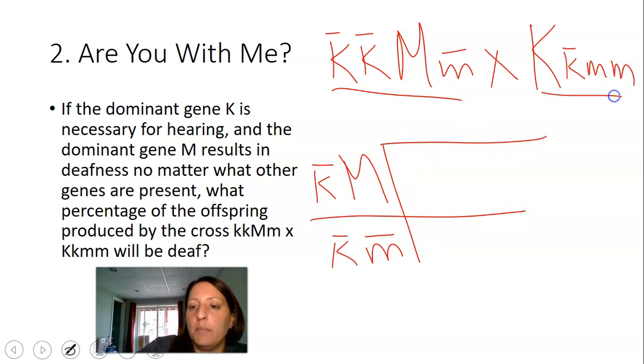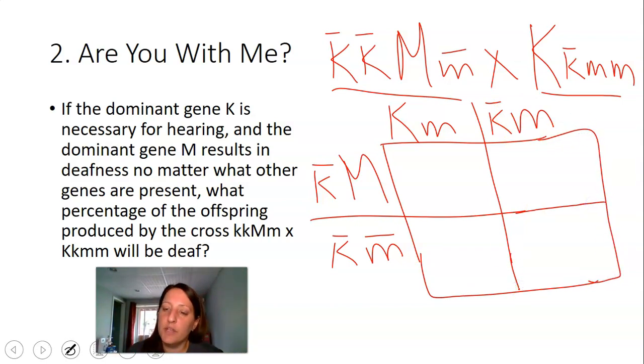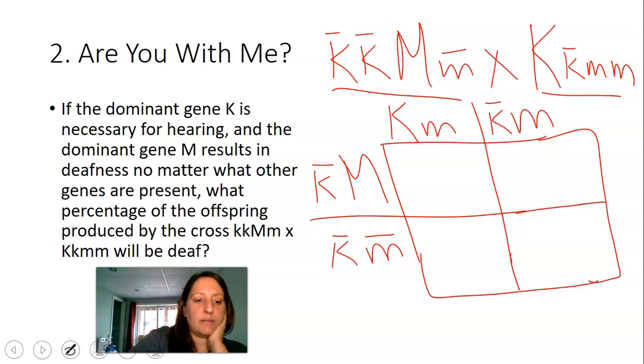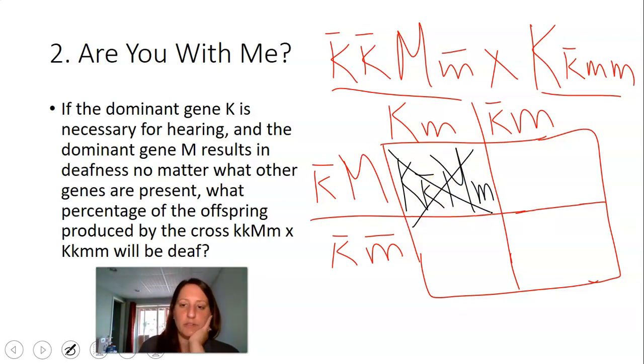Let's see about the second parent across the top. That parent's going to make big K, little m gametes, or half of them will be little k, little m. That's all that parent has, so we don't need to list any more. We could have repeated ourselves, but we don't have to. Inside the box, I'm going to grab a different color so that we can see the difference. Let me grab black. So we've got big K, little k, big M, little m. This child's going to be deaf. Just that big M allele being there, we know it's going to be deaf.